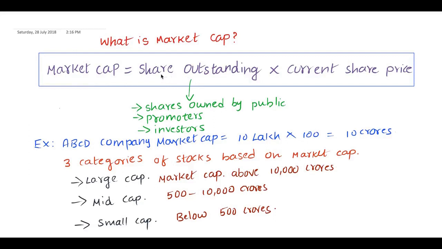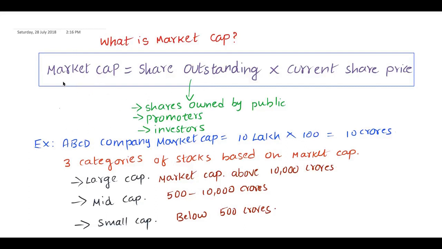So to calculate the total number of shares outstanding, you need to use this formula. You need to calculate the total shares owned by public, promoters and investors. You don't need to calculate these things yourself. This information is presented on the website of that company, or you can get it from the official NSE and BSE sites, or from financial websites like Money Control.